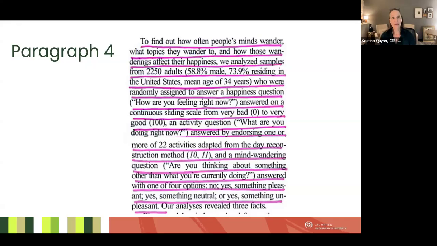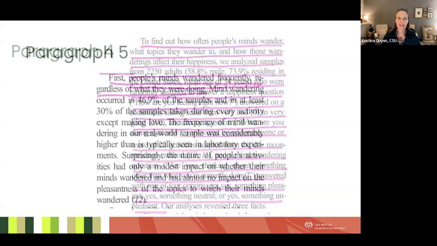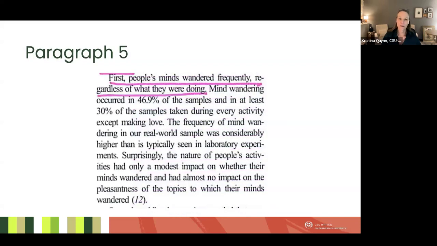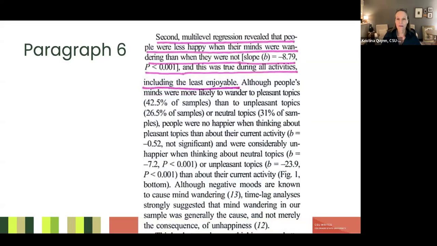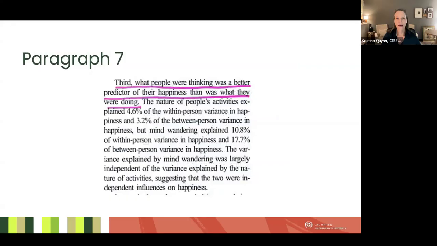All right, so that's the methodology, all kind of squished together. And what did they do? Let's get to their findings. First, people's minds wandered frequently, regardless of what they were doing. Second, multi-level regression revealed that people were less happy when their minds were wandering than when they were not, and this was true during all activities, including the least enjoyable. And three, what people were thinking about was a better predictor of their happiness than what they were doing. That's the big picture of all their findings.